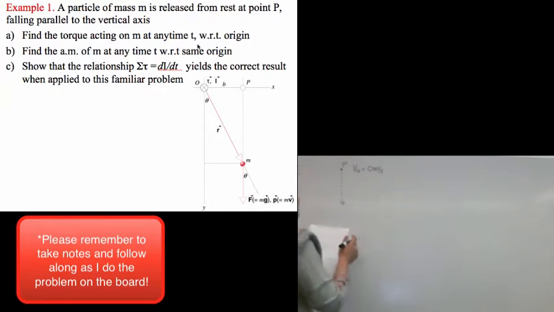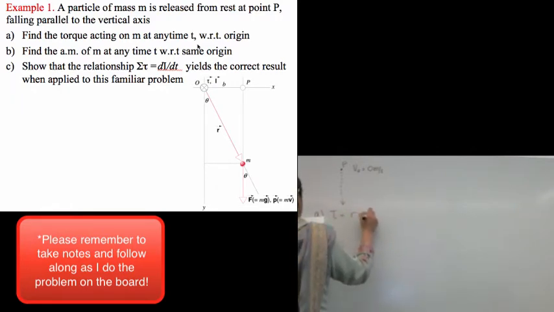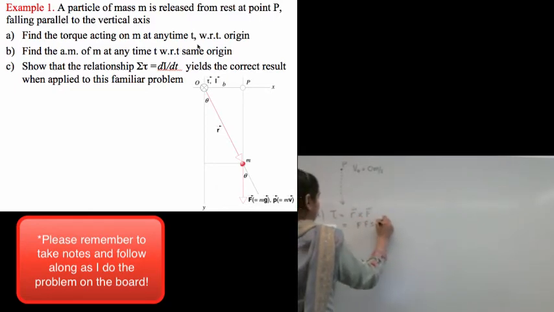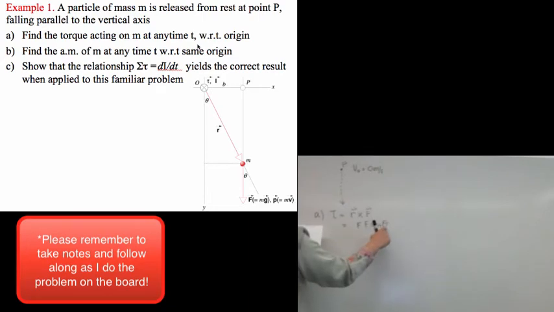Okay, so for part A, my torque is going to be r cross F. That means it's going to be rF sine theta, where theta is the angle by which it falls. And if I rewrite this, oops, that looks like a cross, but this really isn't.